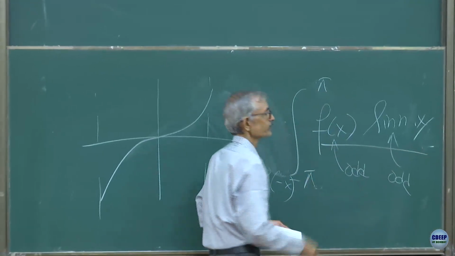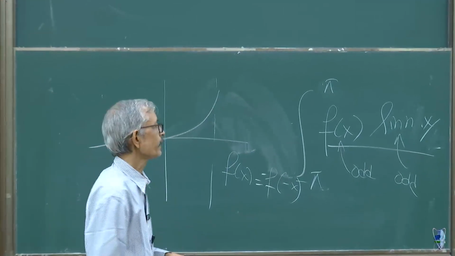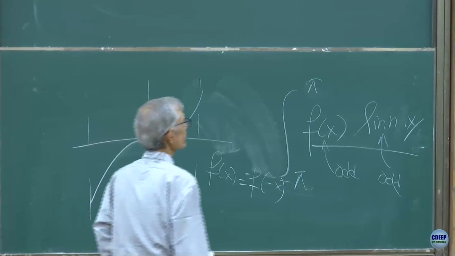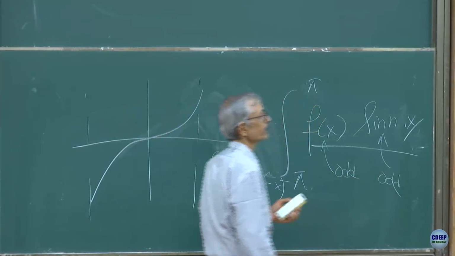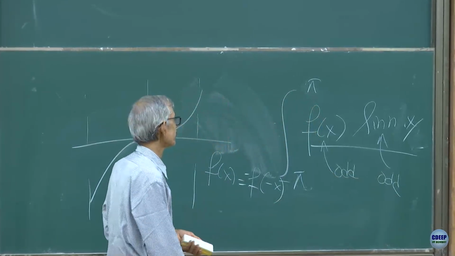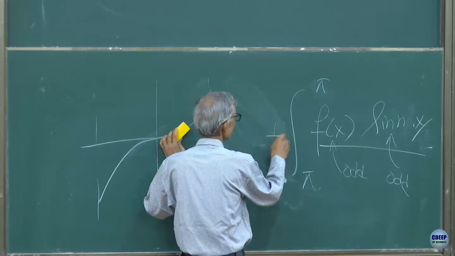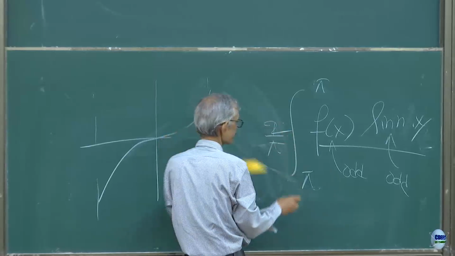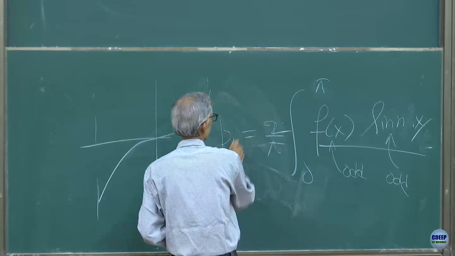So odd times an odd function is going to give me an even function. And if I'm going to have an odd and an odd giving me an even function, then I can just go ahead and say that this guy, instead of 1 by pi, I can just make this 0 to pi, is equal to whatever bn.